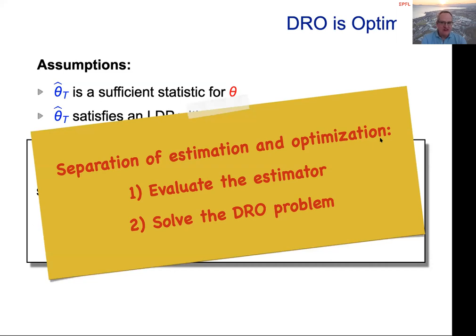Okay, so actually this result also establishes the separation principle, the principle of separation between estimation and optimization. In the sense that to determine an optimal data-driven decision or an optimal data-driven prescriptor, we should execute the following two steps. We should first evaluate the estimator theta hat t, which needs to be a sufficient statistic and needs to satisfy an LDP. And then we can solve a distribution robust optimization problem with an ambiguity set that is centered at this theta hat t.